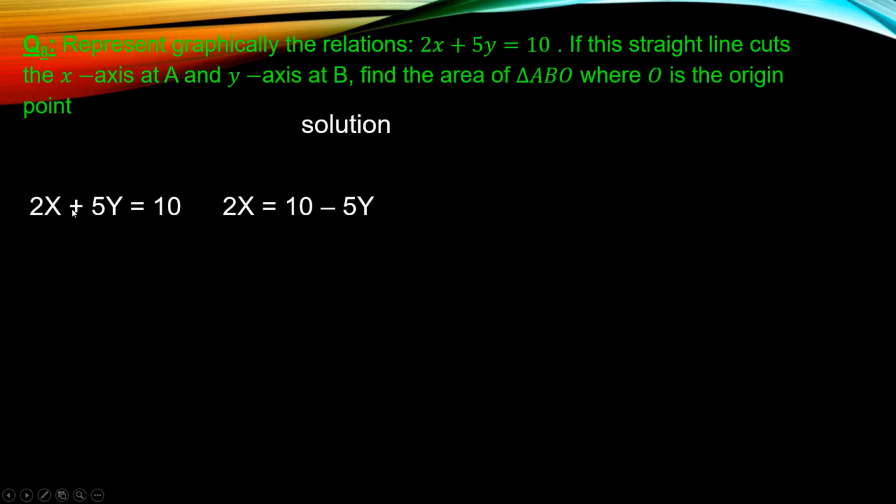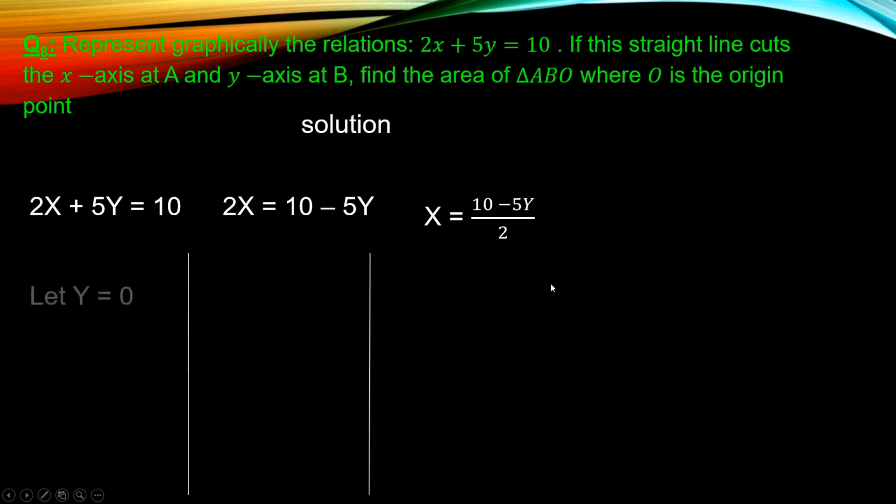We have 2x plus 5y equals 10. So 2x equals 10 minus 5y. So to get the value of x, it will be 10 minus 5y over 2. Again, to get 2x alone on the left side, I will move 5y to the other side with a different sign. So 2x equals 10 minus 5y, and to get the value of x, I will divide 10 minus 5y by 2.